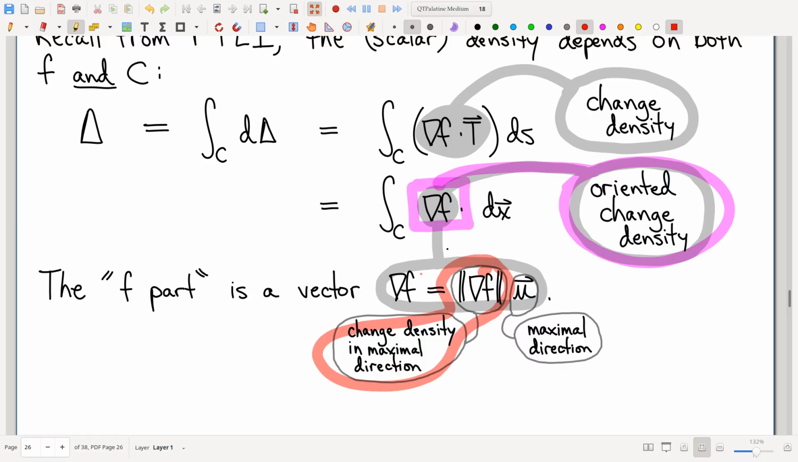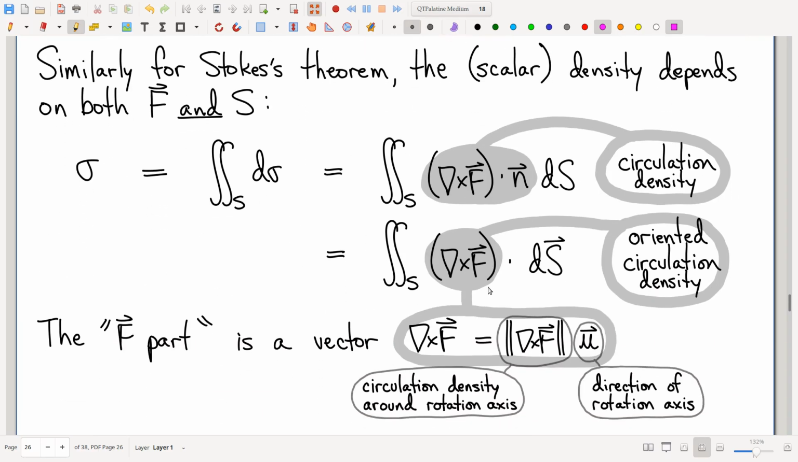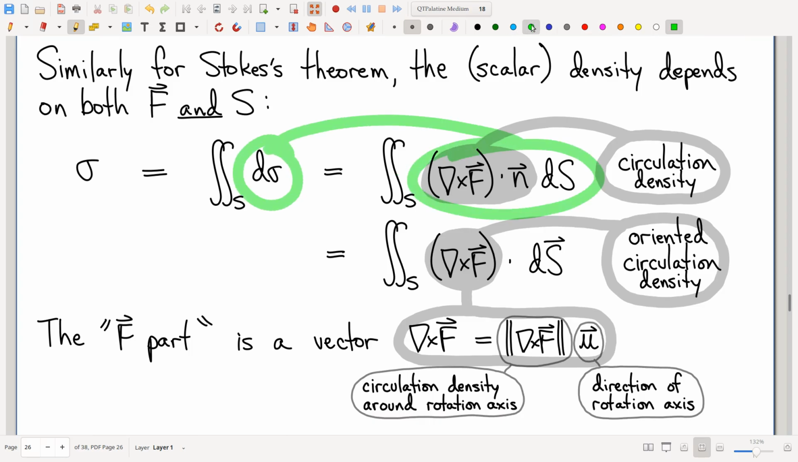So the gradient vector is telling me two things. It's telling me how steep the mountain is, sure, but it's also telling me in which direction that steepness is happening. So it's telling you, in some sense, both the magnitude and the direction of that steepness, and in what way the function is changing. The nature of how the function changes locally has both a magnitude and a direction. So I think this is a reasonable take to call this oriented change density for that reason. And now with all of this in mind, let's look at the very analogous situation, surprisingly analogous situation, talking about Stokes' theorem. So again, accumulating quantity of stuff called circulation.